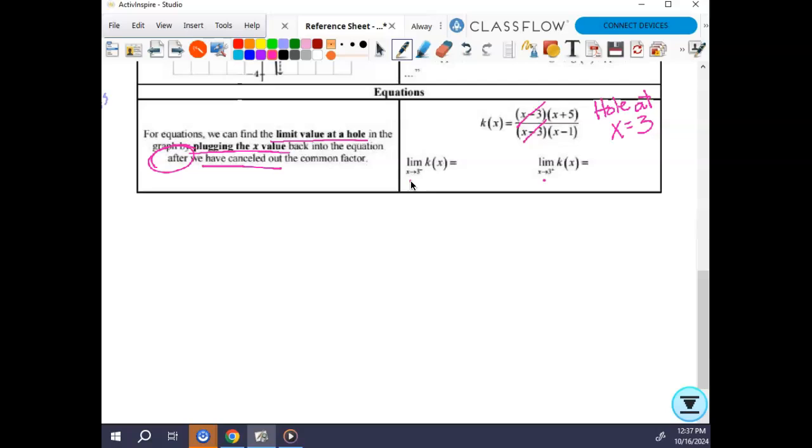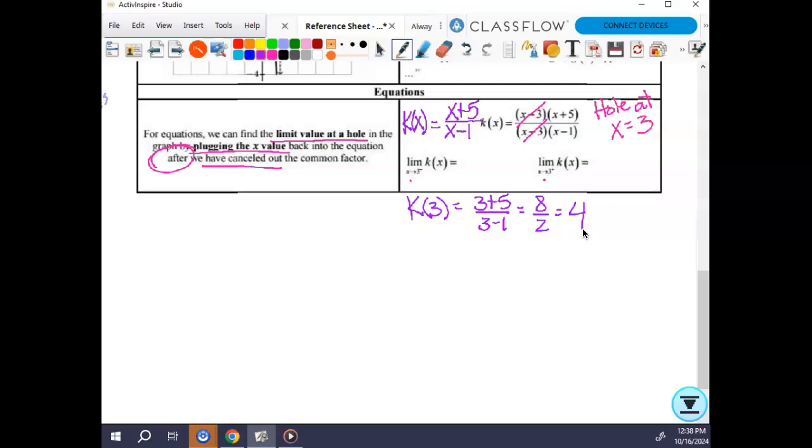All right, so if that happens, then we have canceled that out. Our reduced function is x plus 5 over x minus 1. So for me to find this limit, no sign chart, I'm going to do k of 3 with my reduced one, and I get 3 plus 5 over 3 minus 1, 8 over 2, which is 4.